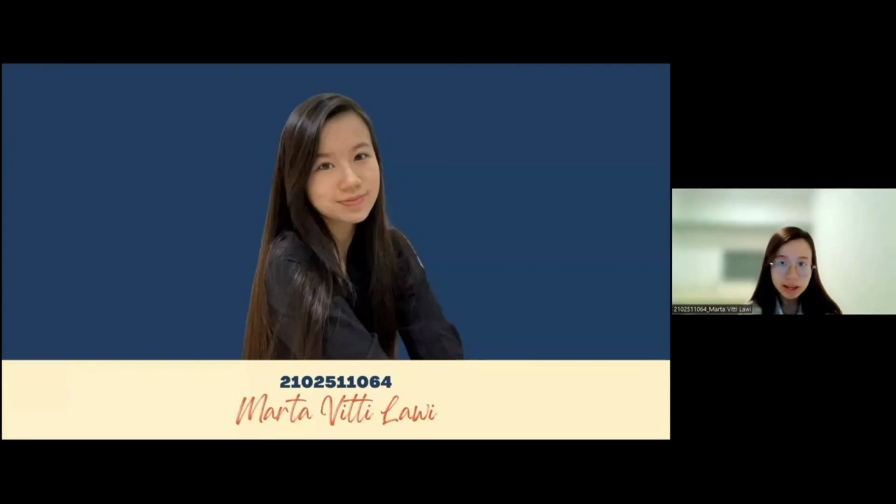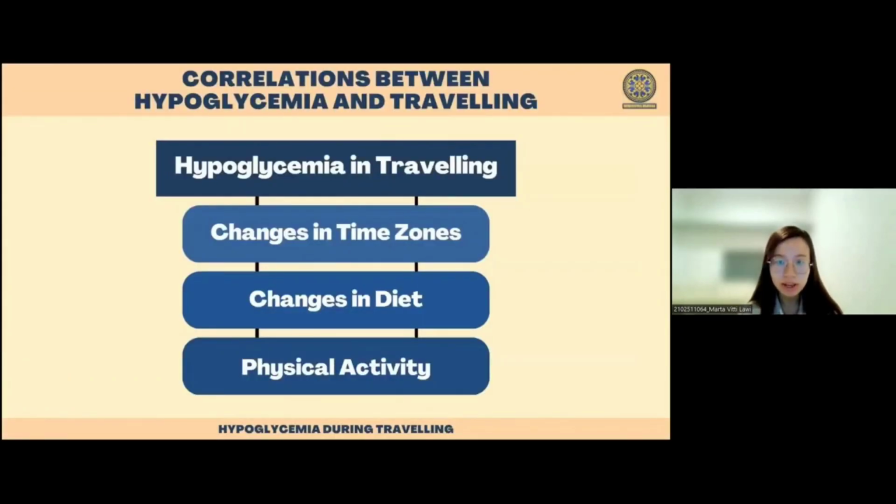Now I'll talk about the correlations between hypoglycemia and traveling. There are several factors that can contribute to hypoglycemia while traveling. First, changes in time zones. When traveling across time zones, the body's internal clock may not adjust as quickly as the external environment, leading to inconsistent meal and medication schedules, especially for diabetes patients who take insulin or other blood sugar lowering medications. If medication is taken at the wrong time or if meals are skipped or delayed, blood sugar levels can drop too low.